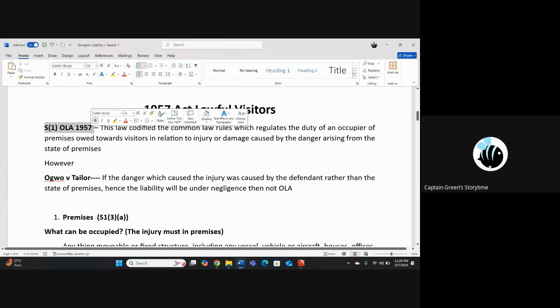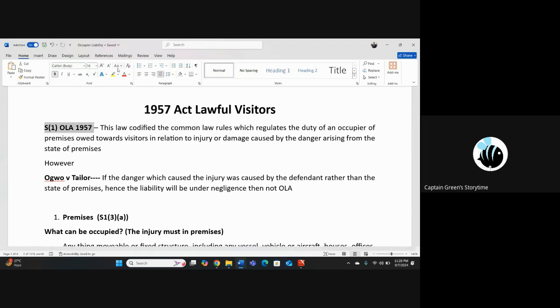According to Section 1 of OLA 1957, OLA stands for Occupiers' Liability Act. This law codified the common law rules which regulate the duty of an occupier of the premises towards visitors. Here, visitors are known as lawful visitors, in relation to injury or damage caused by the danger arising from the state of premises. As we already wrote the definition, Section 1 of OLA 1957 tells us about the rules which regulate the duty of care of an occupier towards the visitor in relation to any injury or damage caused by the state of the premises.